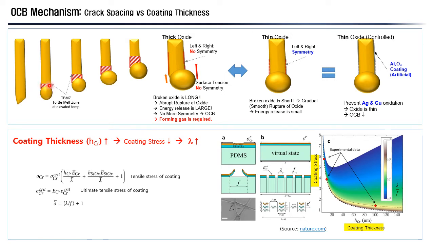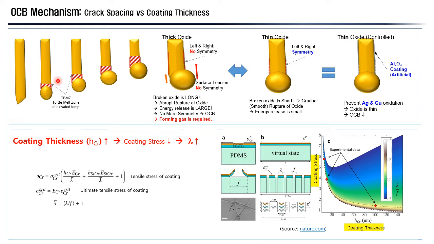the bond wire right next to the molten ball, I would call it a TBMZ, to be melt zone. It's nothing but a solid. Elevated temperature is very hot. When a metal is exposed to the high temperature, it is going to experience metal oxidation. This oxide thickness depends upon wire material types and temperature. Of course, if this TBMZ oxide thickness is very small and thin, no problem with OCB.